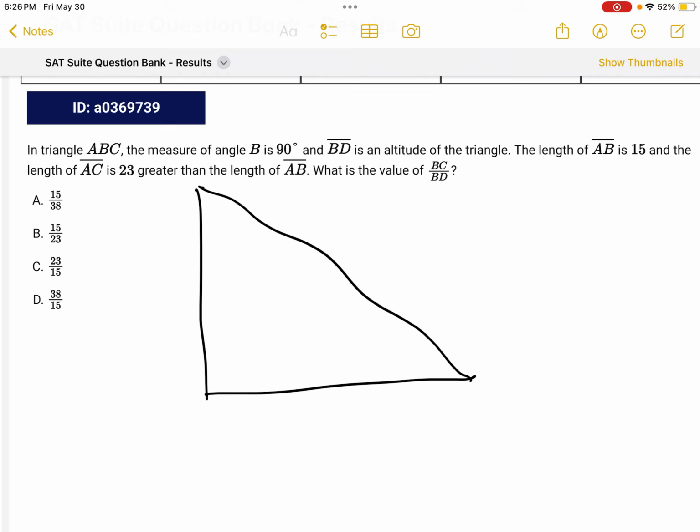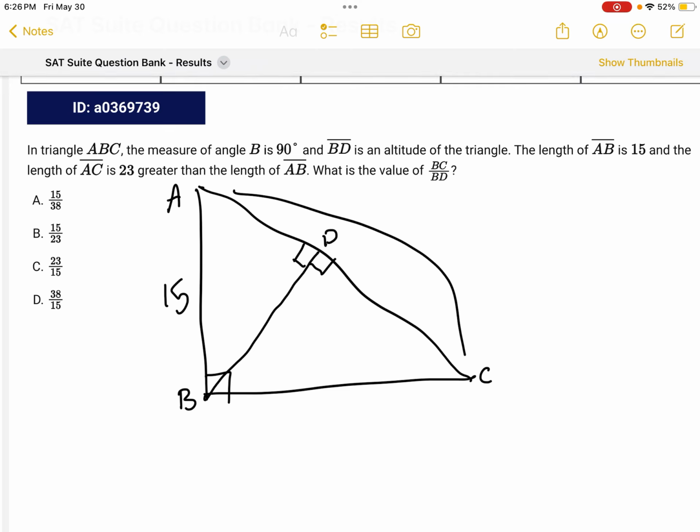Okay, so we have our triangle ABC. B is our right angle and BD is an altitude. So if BD is an altitude, that means it's perpendicular to the side it hits, right? So the two angles I just marked, angle ADB and angle BDC, are right angles. The length of AB is 15 and AC is 15 plus 23, that's 38. And we want BC over BD.